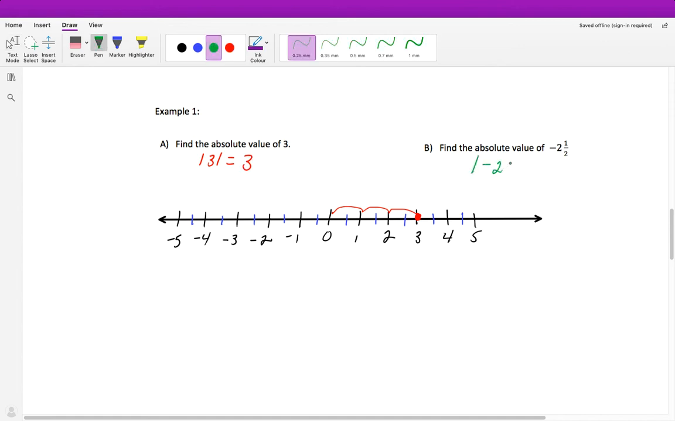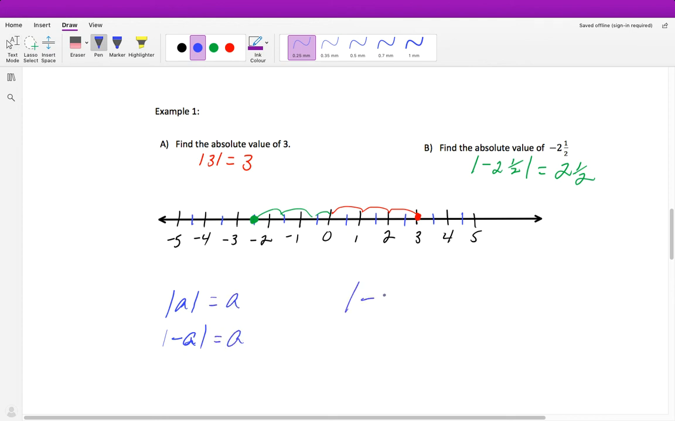The next one, we can do -2 1/2. -2 1/2 is plotted here. Well, we are 1, 2, and then a half a unit. So the absolute value of -2 1/2 is +2 1/2. You don't have to draw this number line. Just know that when we give you the absolute value of any number, whether it is a positive number or a negative number, it's still going to be equal to the positive value of that number.